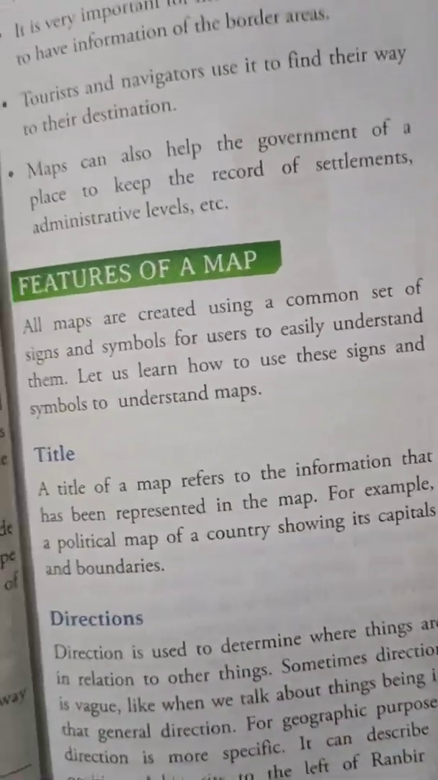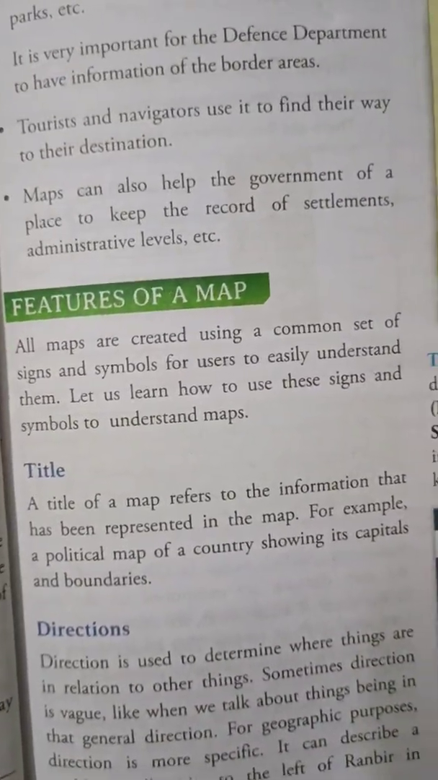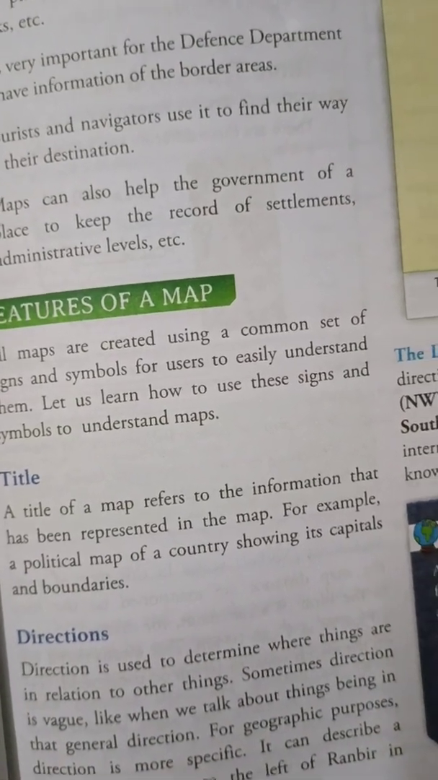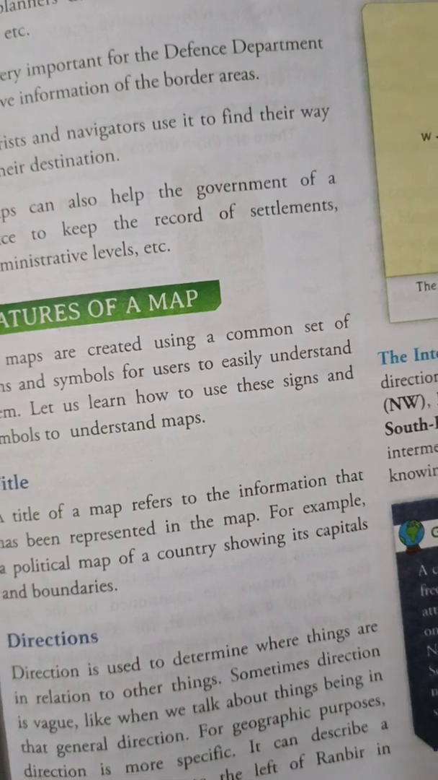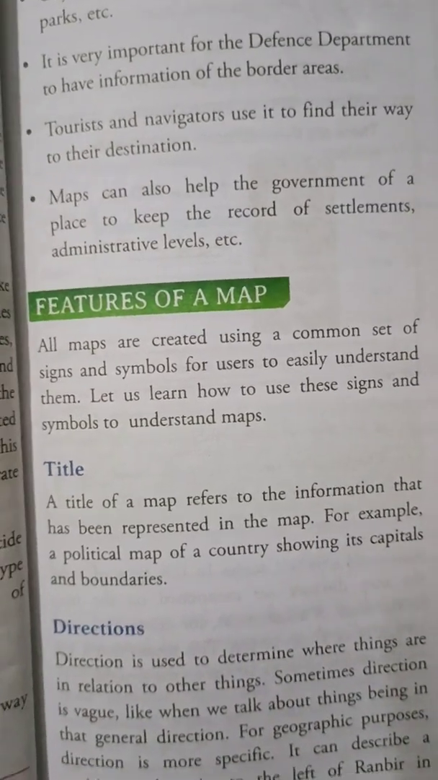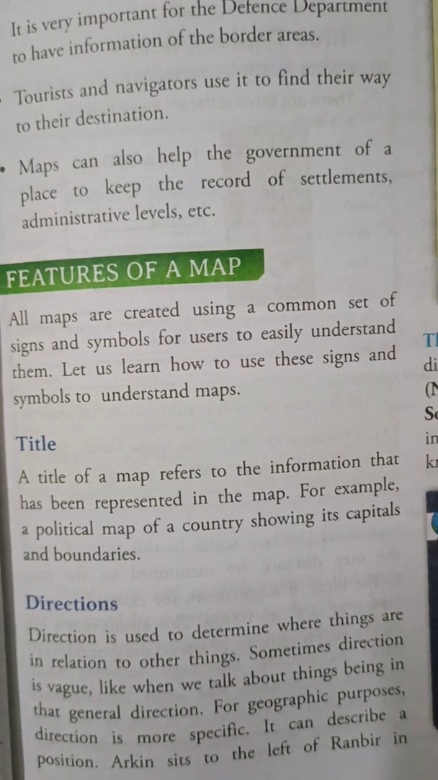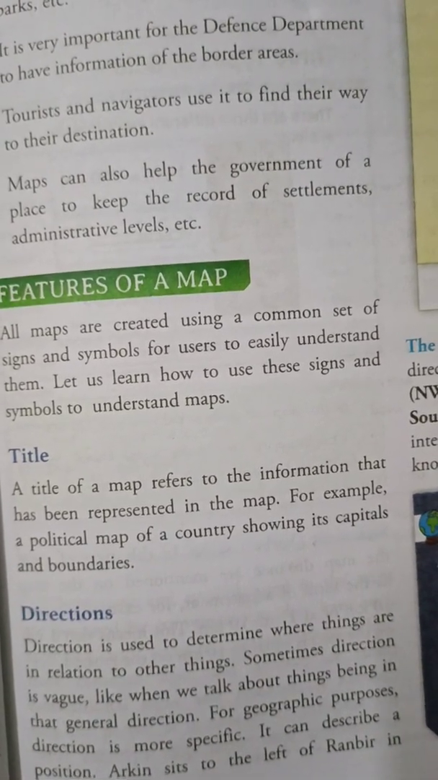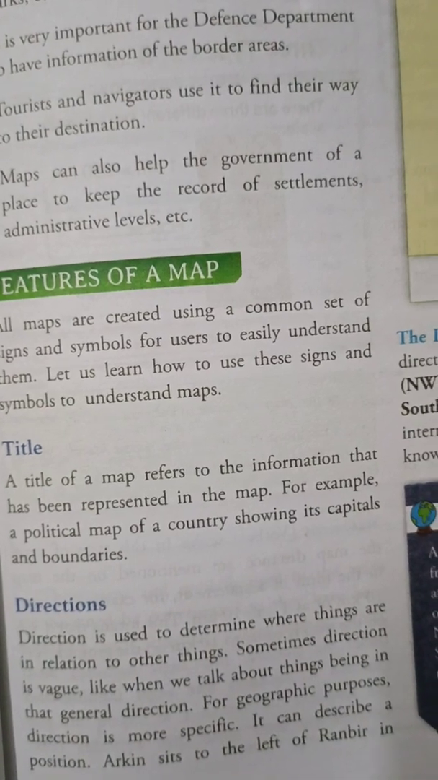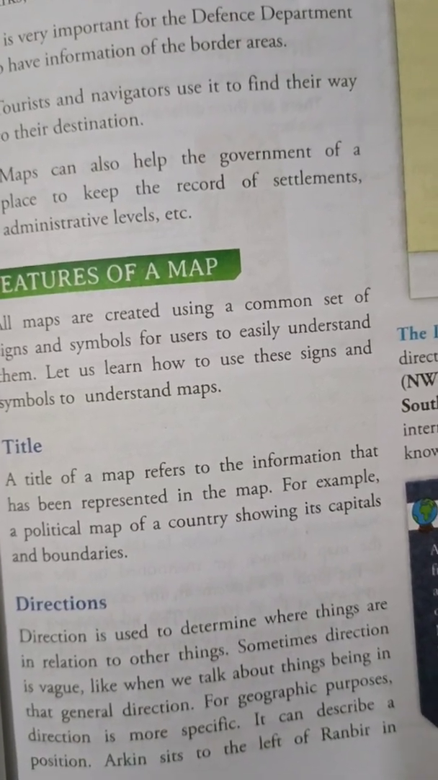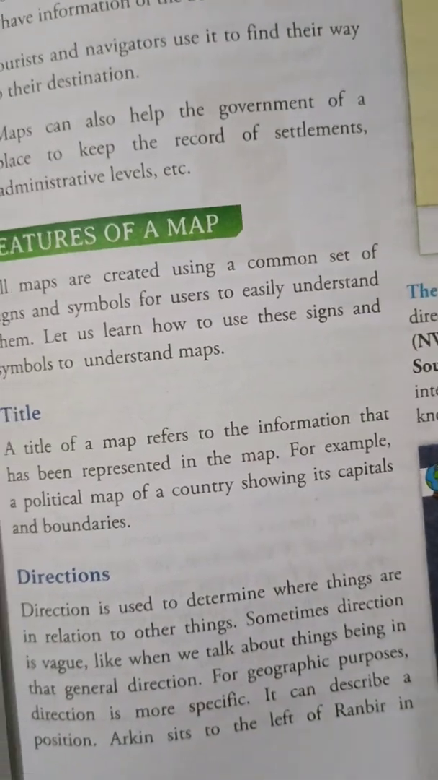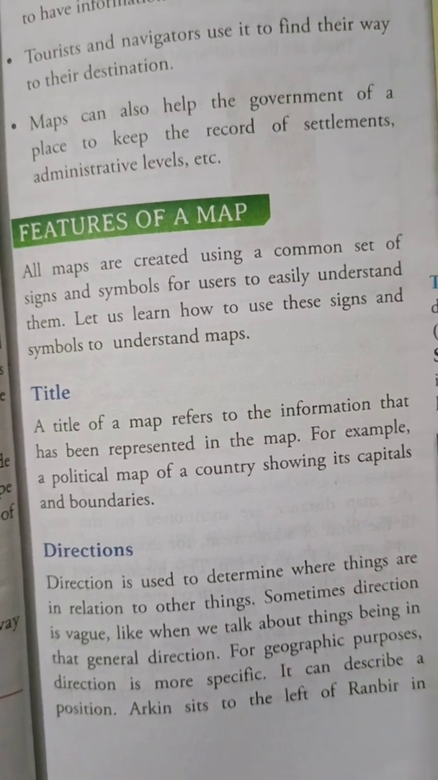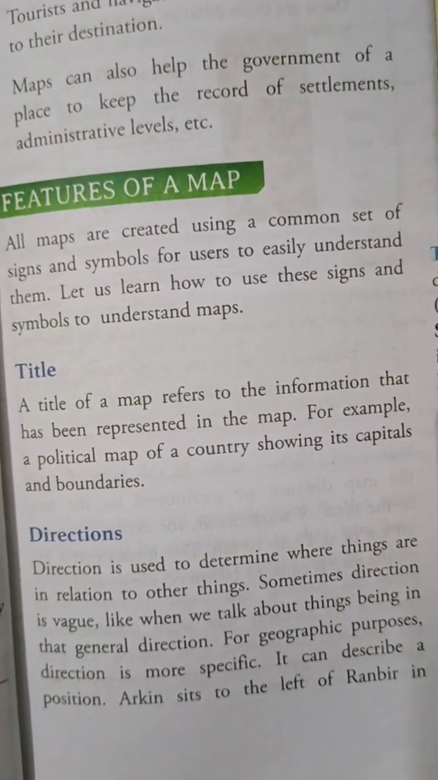Features of a map. What can we find in the map? In creating a map, we have many things to work on, and to know how to read a map we should know these features. That is title. A title is the information that has been represented in the map. For example, whether it is a political map, physical map, or whatever map. And according to the name, a political map contains the countries' names and their capitals, etc.